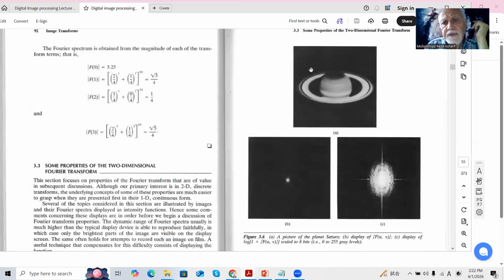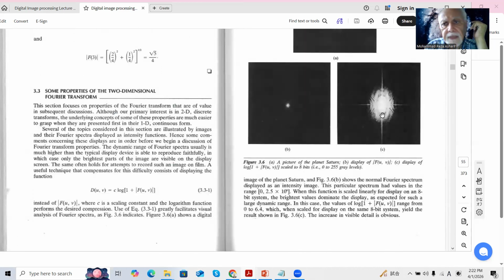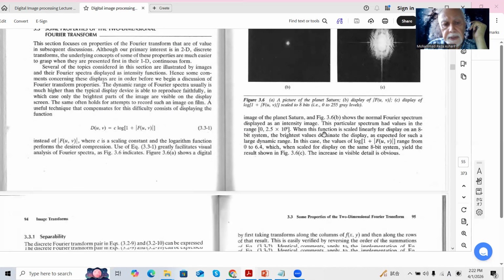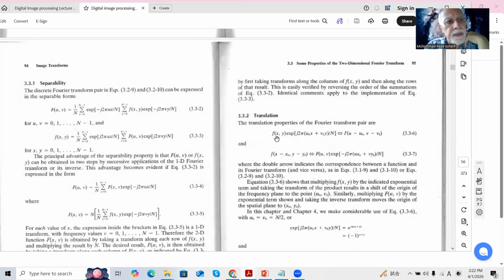This is another example of Saturn I showed you, and after this, scaling becomes more visible like this. This becomes like this. And then another property is translation. If you translate by U0, V0, then you move the frequency by minus U0 and minus V0. Vice versa, in the time domain, if you shift by minus X0, Y0, then the phase will be changed by this amount.